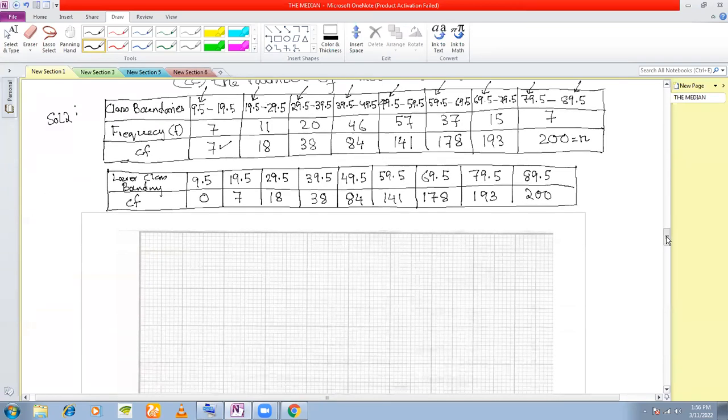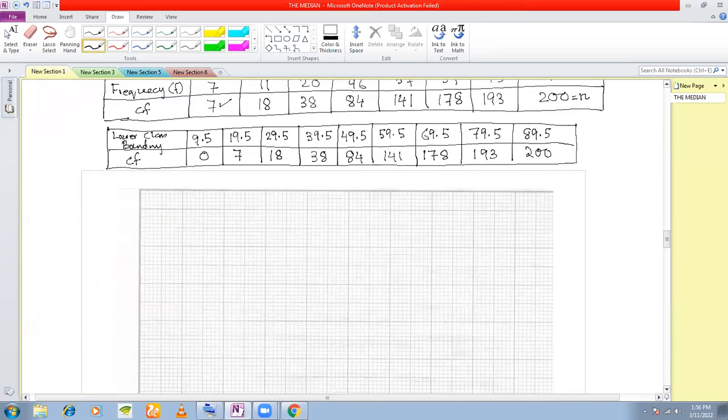So now what are the points that we are getting here? This one is your x coordinate, and this one will be your y coordinate. So the first point will be 9.5, 0. Next point will be 19.5, 7. Third will be 29.5, 18. Next will be 39.5, 38. Next one will be 49.5, 84. And so on. So these will be your points, xy coordinates.